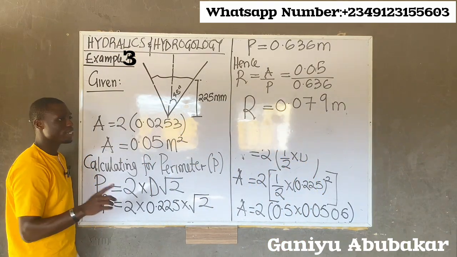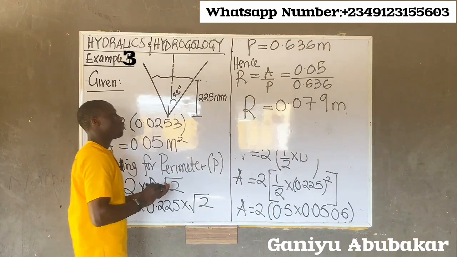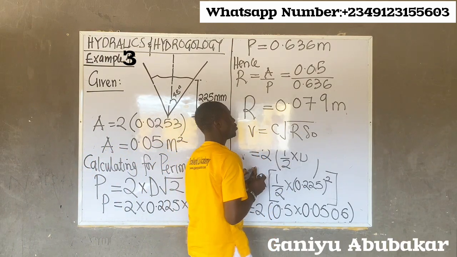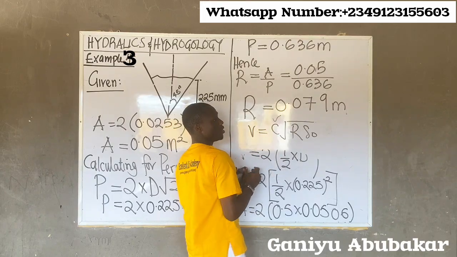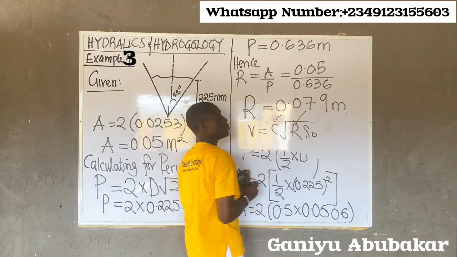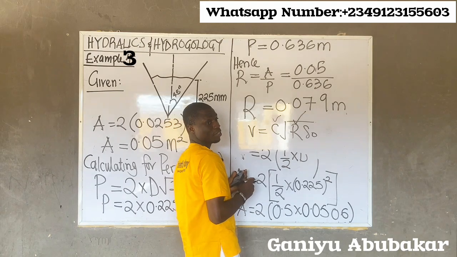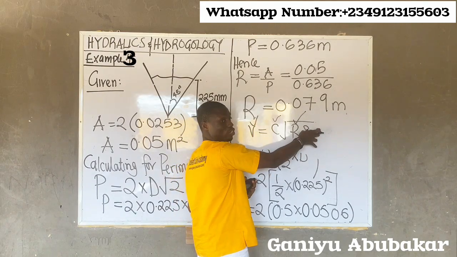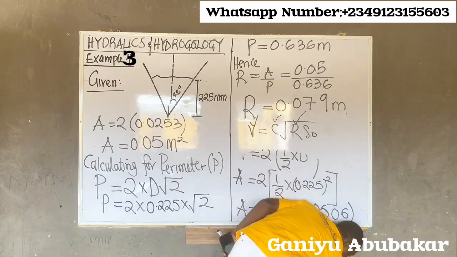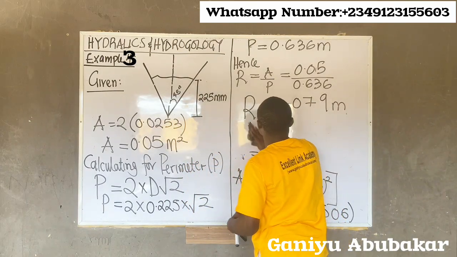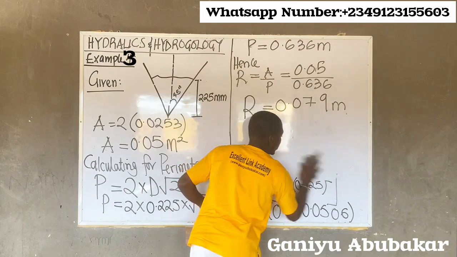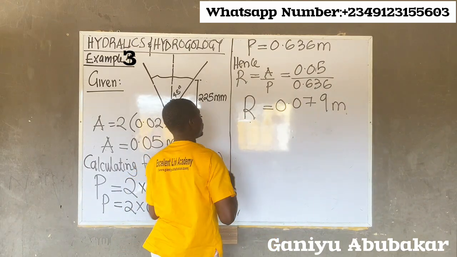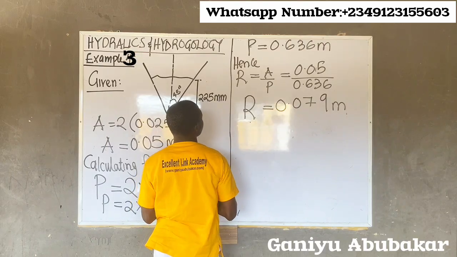Please, we said we want to get S naught. And we said the formula is V equal to C root R S naught. C is given. We have now known R. What's remaining? Remaining Q, V. If I can get V now, I'll put in the values and I can get S naught. Now let's get V, please. The task is to get V now. How can I get V?